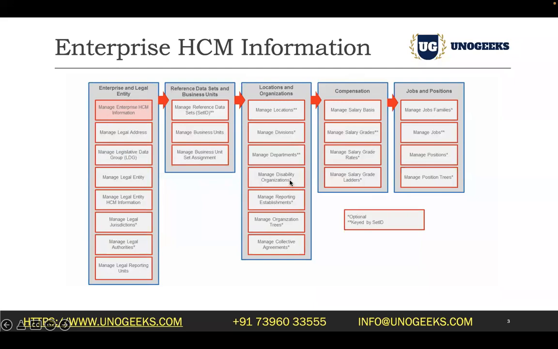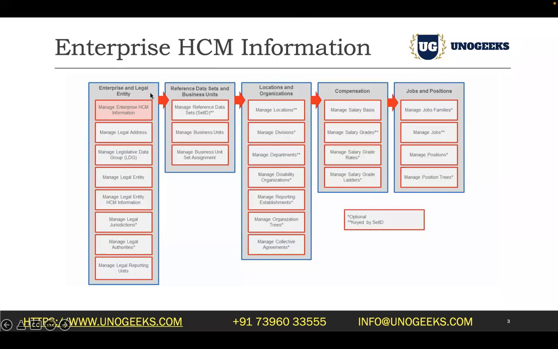And for some tasks, you have asterisks, which means you might or might not have to do that configuration for all the clients. Say, for example, if you take managed disability organizations, you might have to do it for a client if they have any people with disability working for them, or if they don't have any, then you don't need to do this particular task. So yes, if you have to implement global HR in HCM, these are the tasks that you can perform.